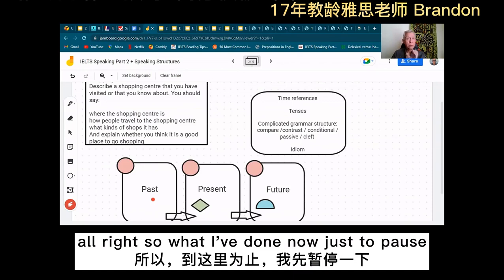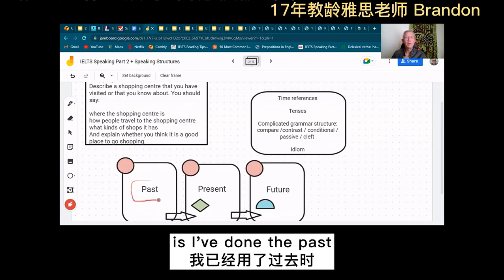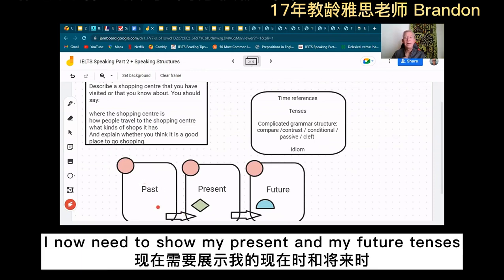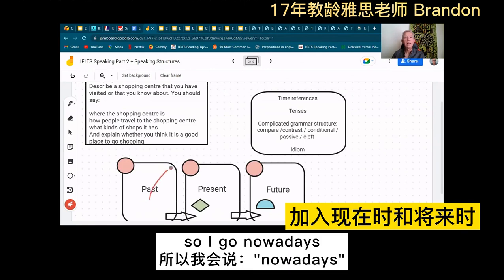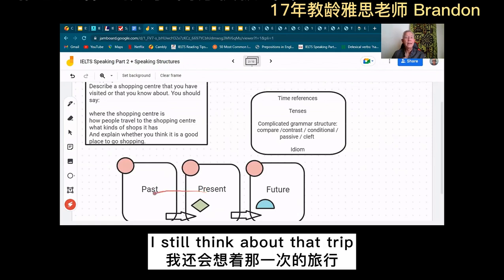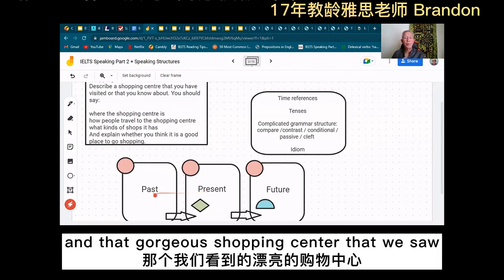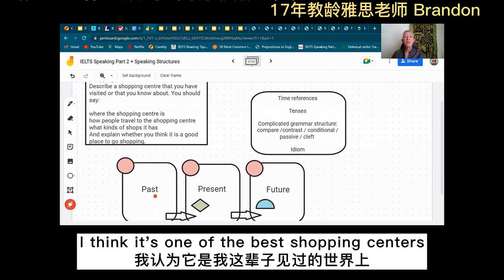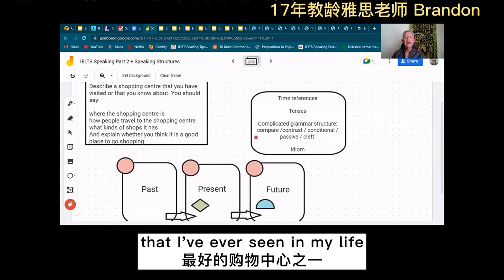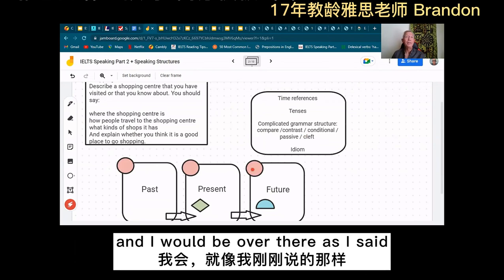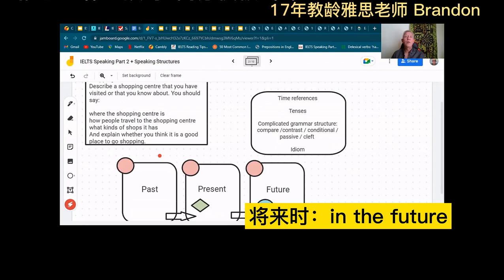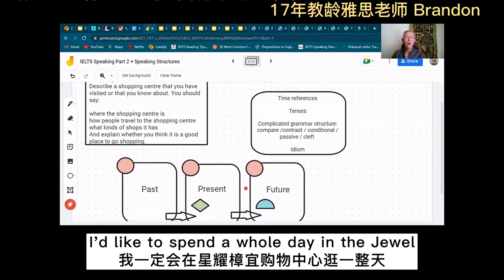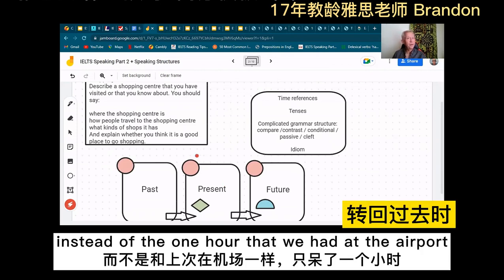All right, so what I've done now, just to pause, is I've done the past. I've done the complete past. I now need to show my present and my future tenses. So I go, nowadays, I still think about that trip and that gorgeous shopping center that we saw. I think it's one of the best shopping centers that I've ever seen in my life. And I would be, as I said, over the moon if I could afford to shop there. I think in the future, when I get a bit more money, I might head back to Singapore. I'd like to spend a whole day in the Jewel instead of the 1 hour that we had at the airport.